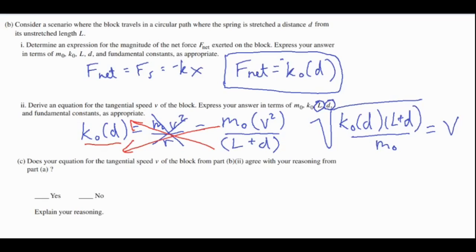Now for part C, it says, does your equation for tangential speed v of the block from part B2 agree with your reasoning from part A? So in A, I said that the time at T2 where the spring was stretched more would have more velocity. That should still hold up. Wouldn't change now that I'm in a different part of the problem, but it says explain your reasoning. And if I'm taking a look at my equation that I just created over here, the mass is the same, the L is the same, but my distance D, the amount of stretch, is the factor that's going to be different. So if I have two larger numbers in the numerator, then the entire number as a whole would have to be greater. So let me go ahead and put that into words.